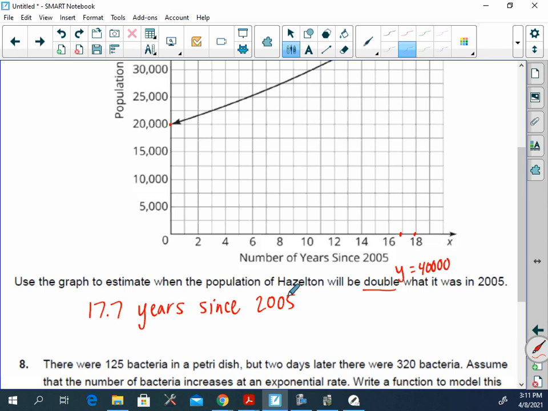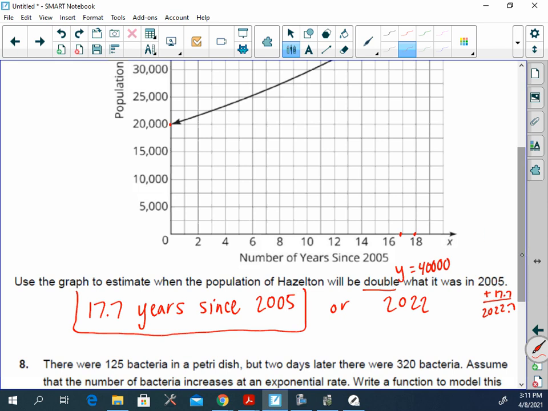2022, middle to the end. Yeah, it'd be 2022, and it'd be like 7/10 of the way through it, so in the fall probably. And how we got 2022 is taking 2005 plus 17.7, which gives us 2022, and partway through that year. You see what I mean? But this is what I would expect most people to write probably.